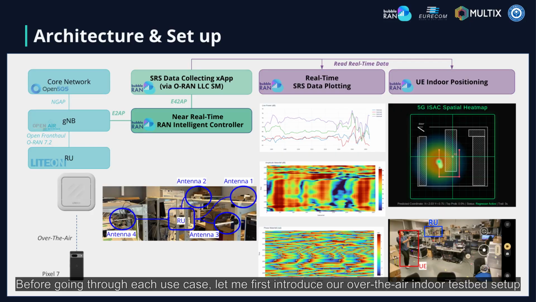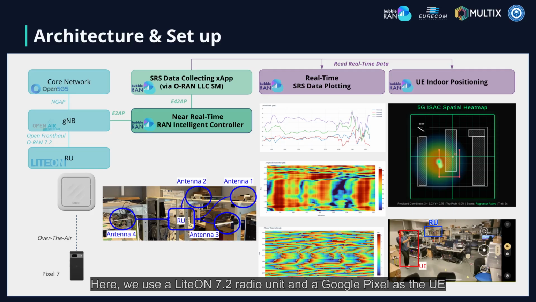Before going through each use case, let me first introduce our over-the-air indoor testbed setup. Here, we use a Lighton 7.2 radio unit and a Google Pixel as the UE. The near real-time RIC and xApp are running on top to collect real-time SRS signal data.